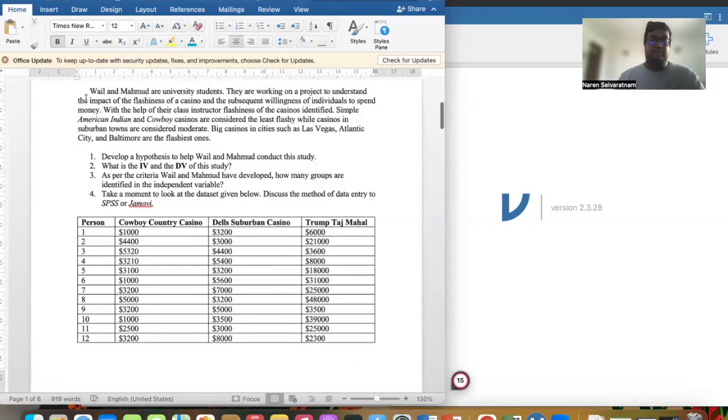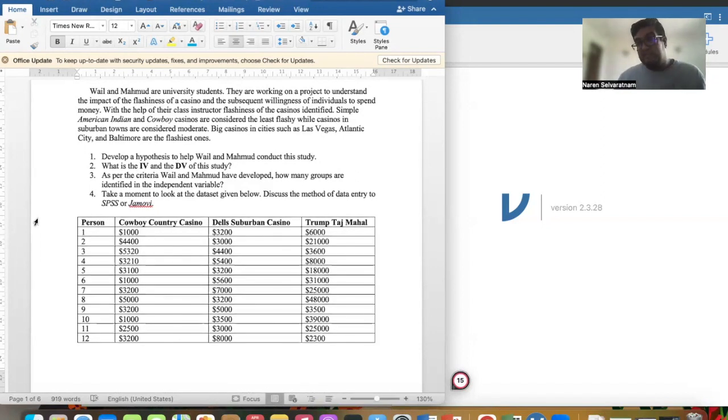This is the study. Here I have given a very basic introduction so that you can understand how exactly we are going to approach this, okay? So here it says, Wail and Mahmood are university students. They are working on a project to understand the impact of flashiness of a casino and subsequent willingness of individuals to spend money. Here's the basic understanding. The flashier the place looks, the more the willingness of someone to spend money would go up.